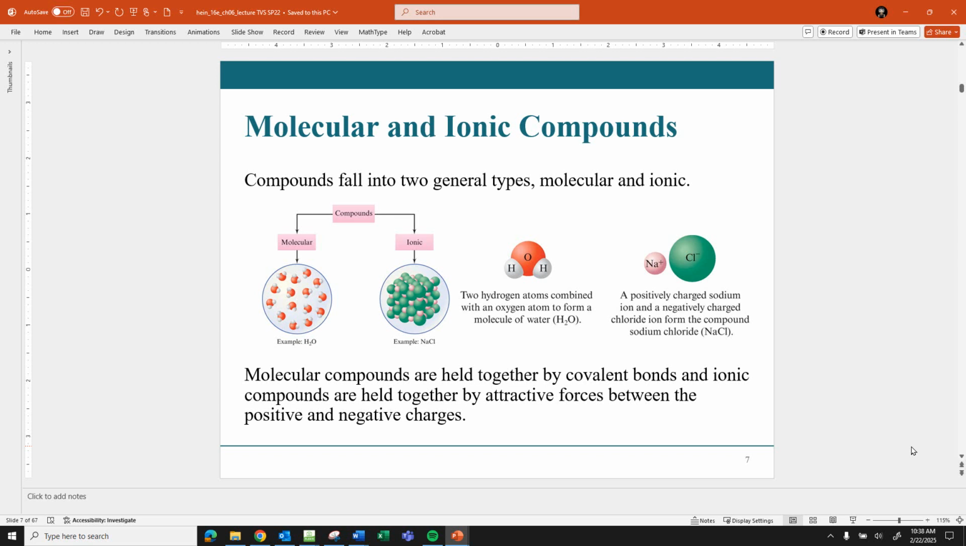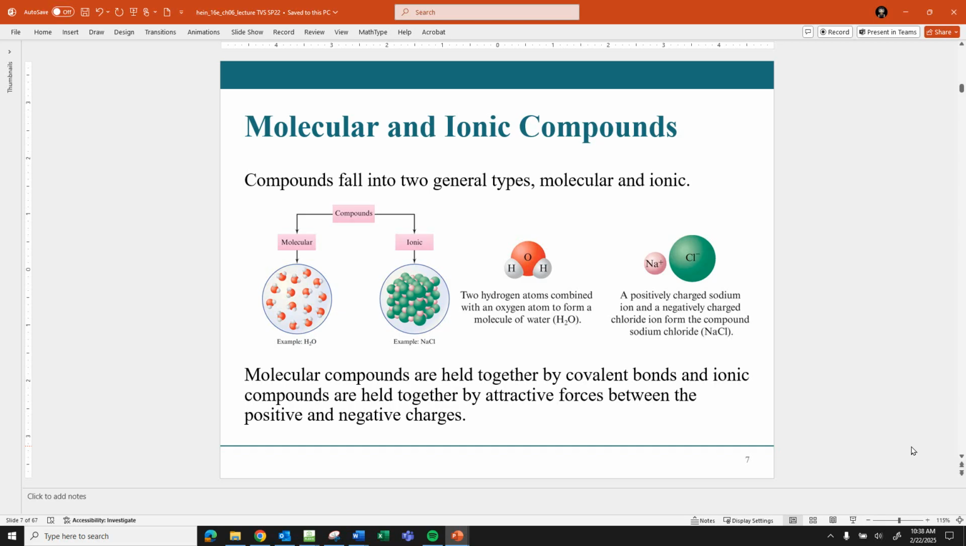An ionic compound is always going to have a metal. The metal always goes first in the formula or the name. And it forms ions when it decomposes into its elemental forms, as shown here with salt. Sodium has a positive charge and chlorine has a negative charge.